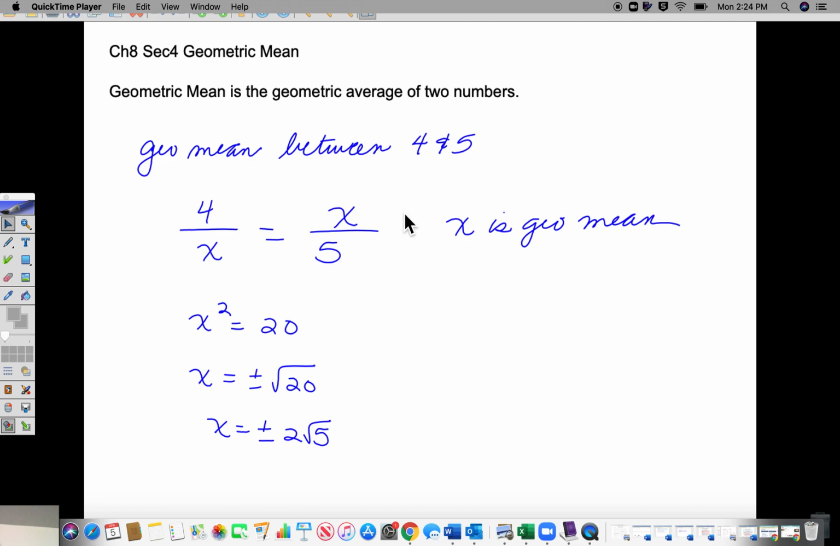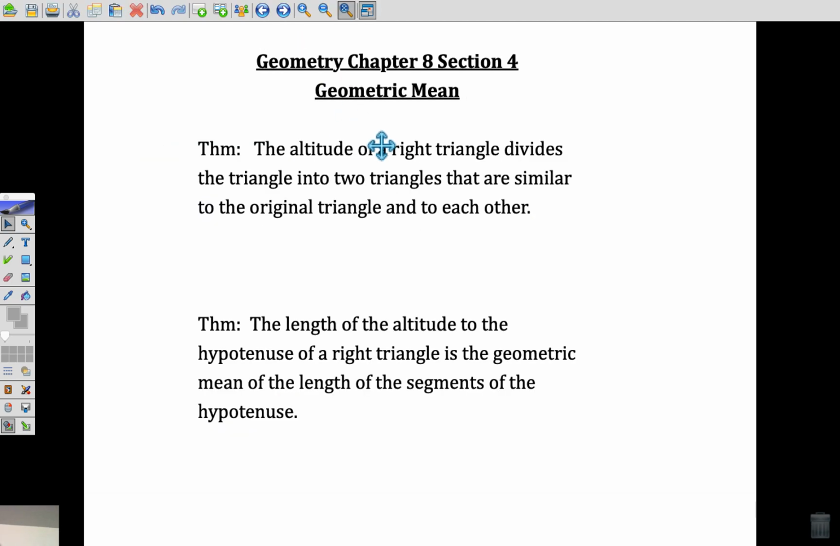Now, how do we use it? Similar to right triangles. All altitudes of right triangles are the geometric mean. So we have two theorems here. The altitude of a right triangle divides the triangle into two triangles that are similar, and that altitude would be inside the triangle, the right triangle, making two triangles, a small and a medium. We're going to look at a picture of that in a minute.